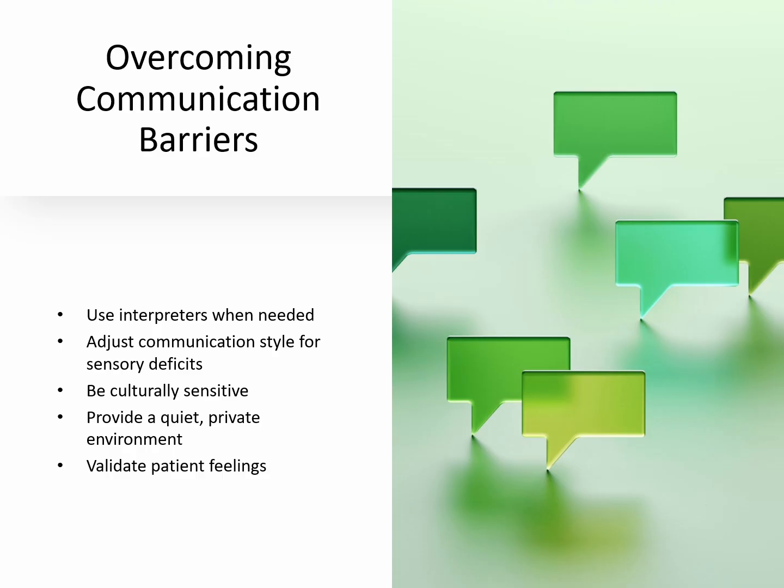To summarize the previous slide, use an interpreter when one is needed. You may need to adjust your communication style for people with sensory deficits. Try to be culturally sensitive. Try to provide a quiet, private environment. Validate how other people feel. Validate means you acknowledge that they feel how they feel, and nothing you say is actually going to change that.